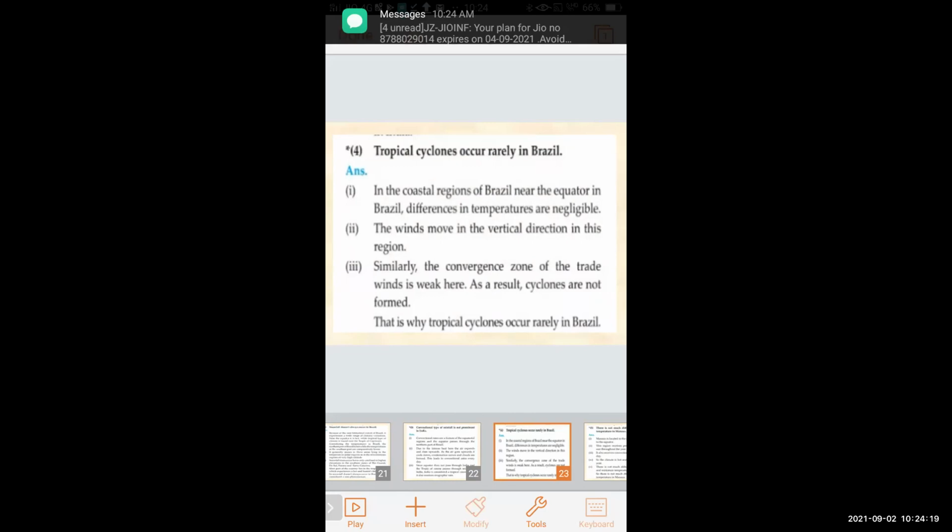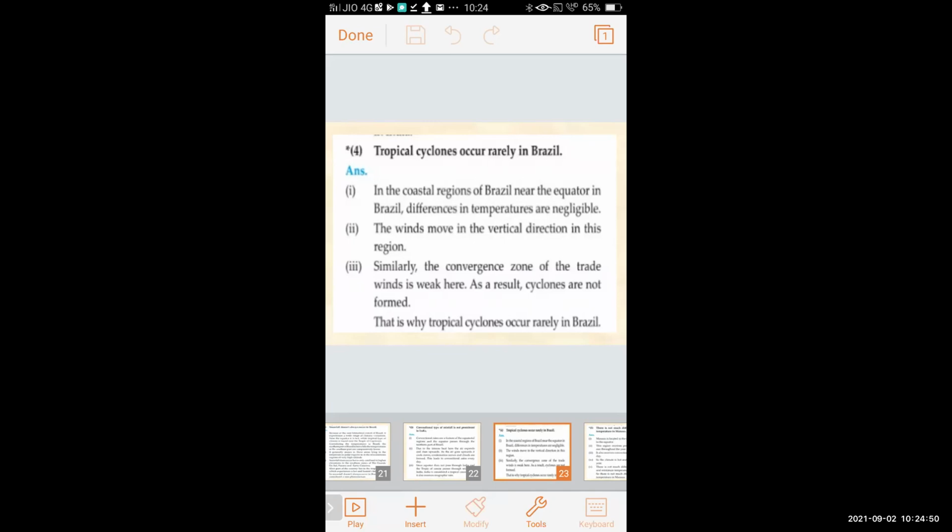In the coastal region of Brazil, near the equator, differences in temperature are negligible, that are not easily observed or experienced. The wind moves in the vertical direction in this region. The wind direction is vertical.